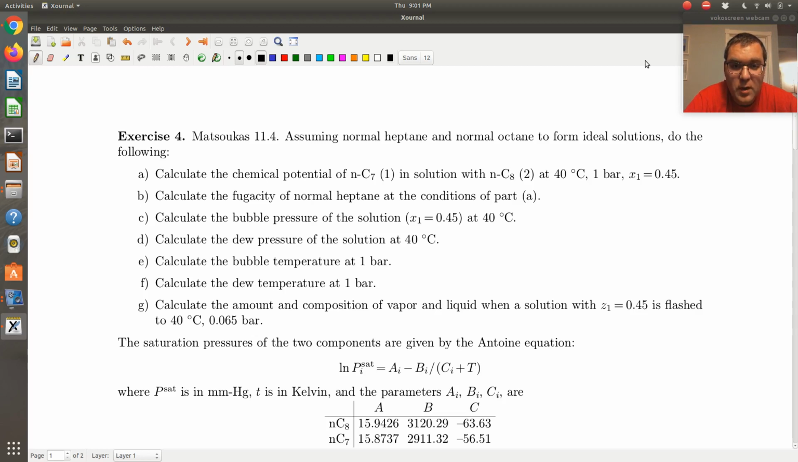It's definitely reasonable to assume that C7 and C8, these two linear alkanes mixed, form an ideal solution. In an ideal solution, we assume all of our intermolecular interactions are exactly the same.